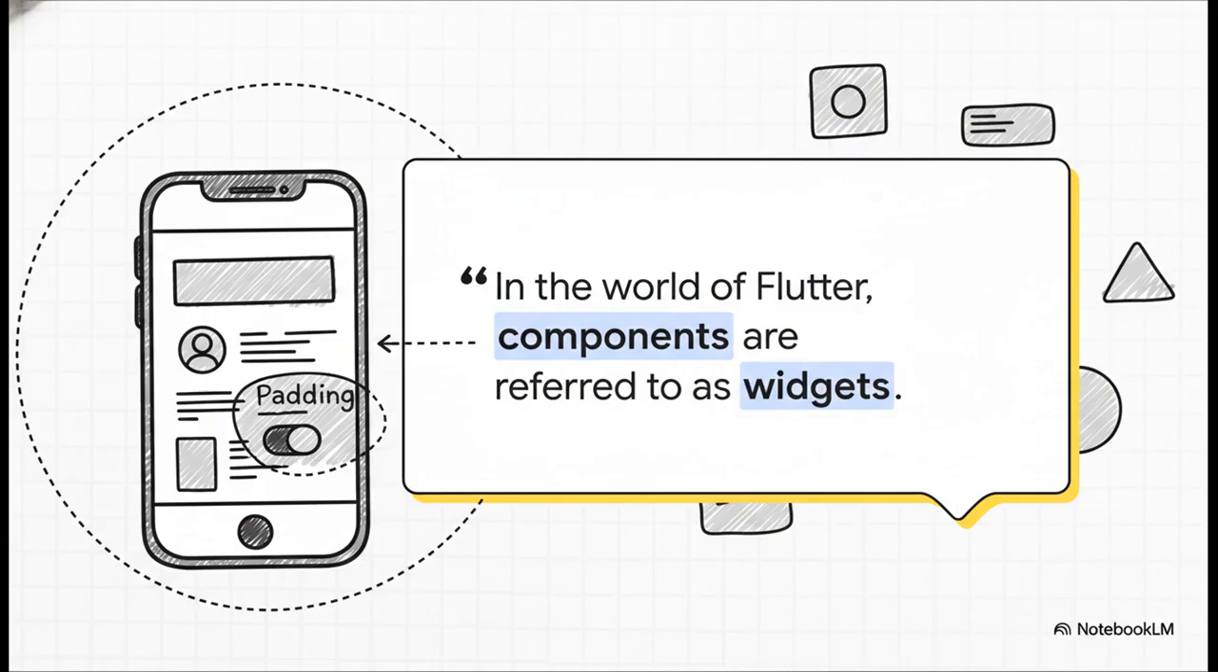A button on the screen? That's a widget. A line of text? That's a widget too. But here's the really cool part. Even the invisible stuff, like the layout that centers that button or the padding that gives it some breathing room, those are also widgets. You literally just build your entire app by snapping these bricks together.